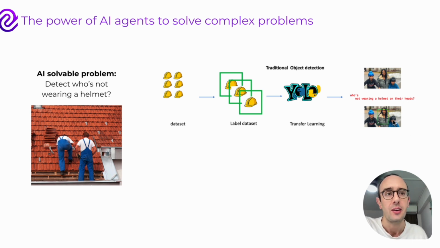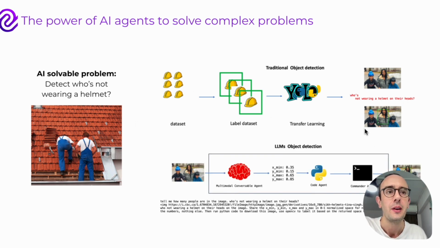So, and then eventually you get your application. So this is tricky to do. Using AI agents is very different, extremely different. Essentially, the way you'd approach this from the AI agent perspective is you have your image, like let's say people who are wearing helmets, someone who isn't, and you have an AI agent workflow made up of a multimodal conversable agent, code agent, command agent.